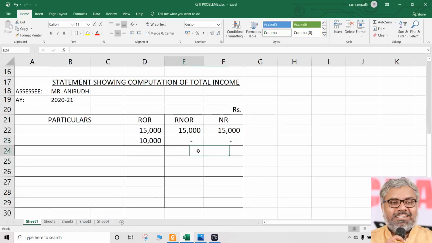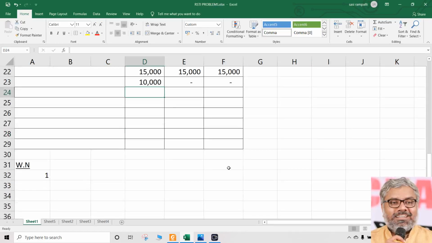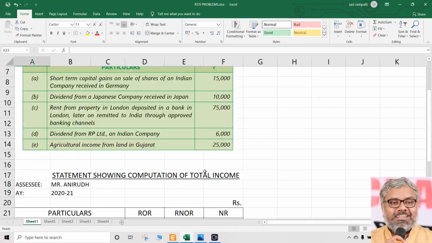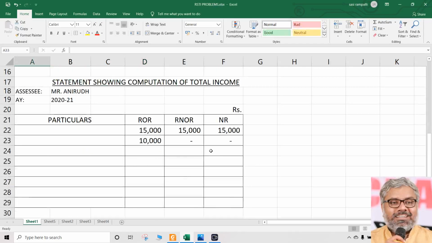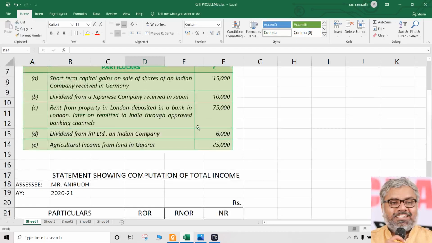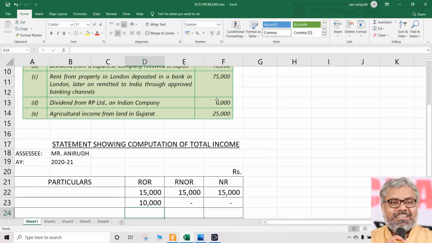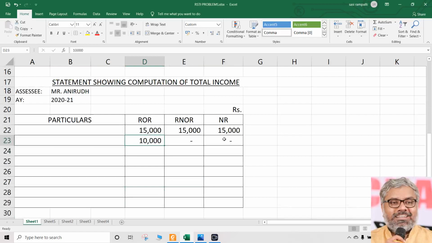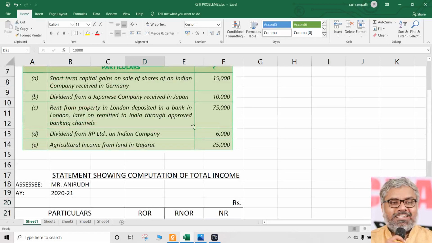If it is not taxable, you mention that in the notes, not here. In the main answer, it should be either a number or a nil, that's all. Not only here, in any chapter, any question, the main answer should have either a number or nil, nothing else. All other details, if at all you want anything else, should come in the working notes. So that is the second point: dividend from a Japanese company received in Japan, 10,000 rupees. That is taxable only for ROR, not taxable for RNOR and NR.